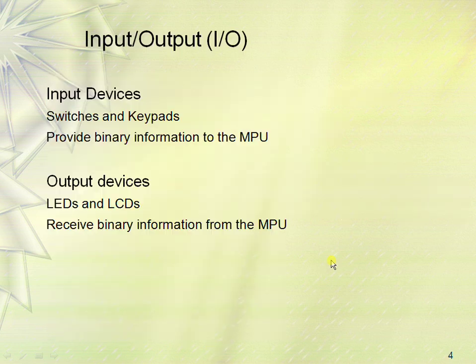Now let us see what input and output devices are. Input devices are the devices which give information to the processor from the external world, and the devices which take information from the processor to the external world are considered output devices. Switches and keypads can be considered input devices. LEDs, LCDs, and motors can be considered output devices.